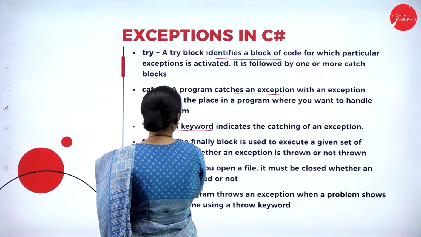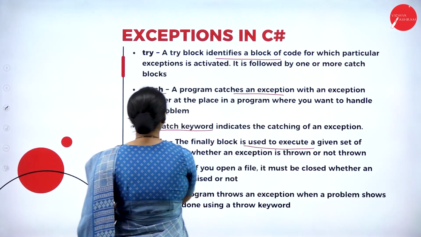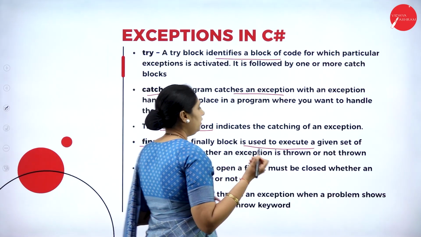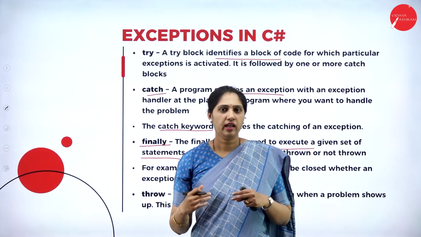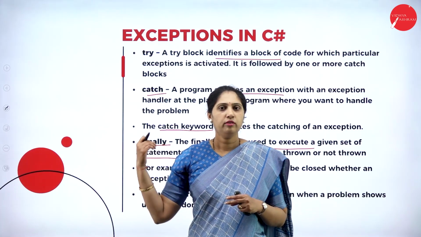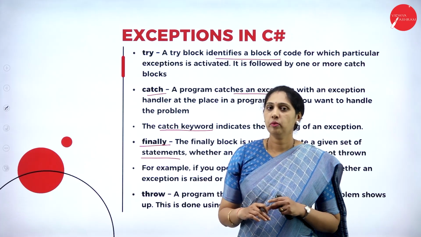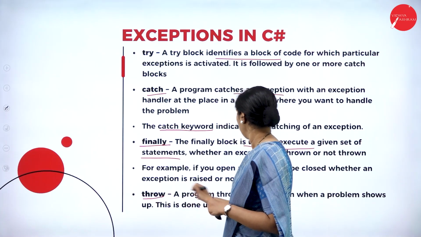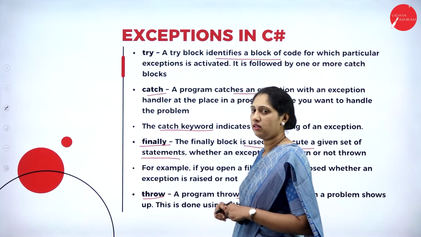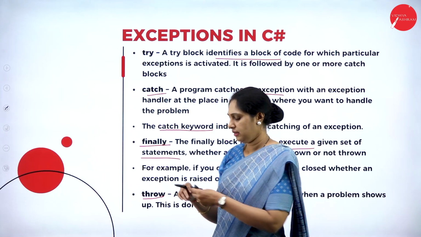Then what about finally? The finally block is used to execute a given set of statements whether an exception is thrown or not. The try block will raise the exception, catch will catch that exception, but finally, even though there is no exception, it will execute. Which block? The finally block. Then what about throw? It throws an exception. That time we don't use a try catch block, directly we throw the exception.